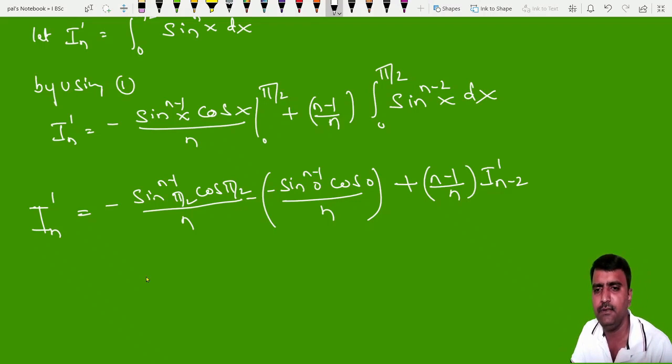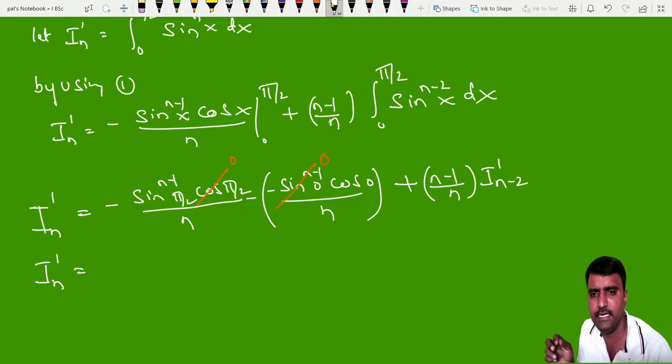Okay, so now I n dash is equal to, yes, here you see cos 90 value is equal to 0. So the first term becomes 0, and sin 0 value is 0, so the second term is also 0. Remaining terms in this one: I n dash is equal to n minus 1 by n into I n minus 2 dash.